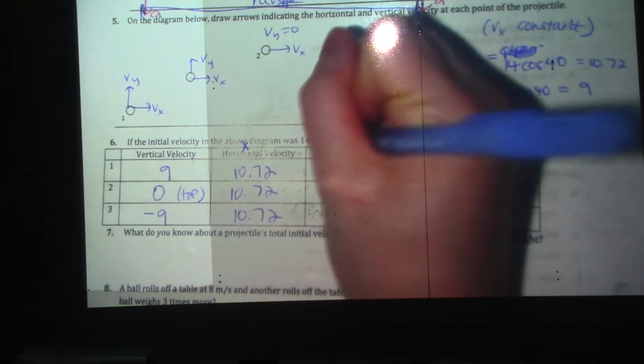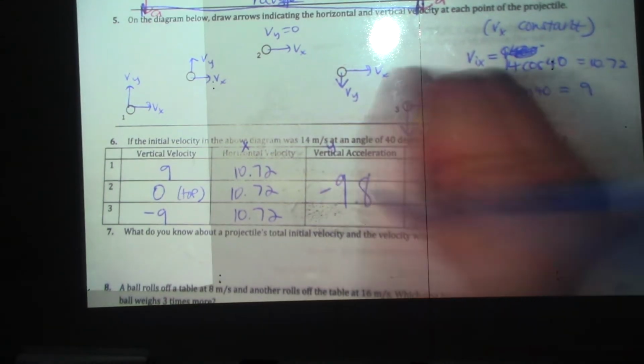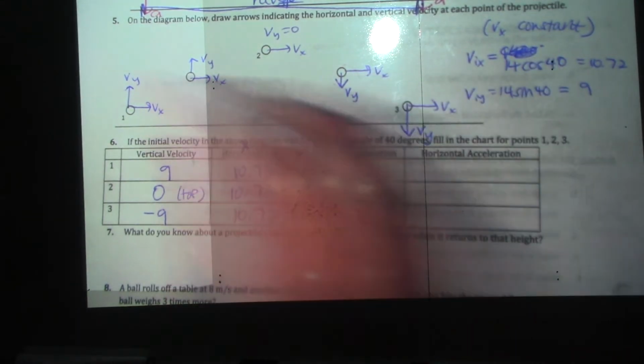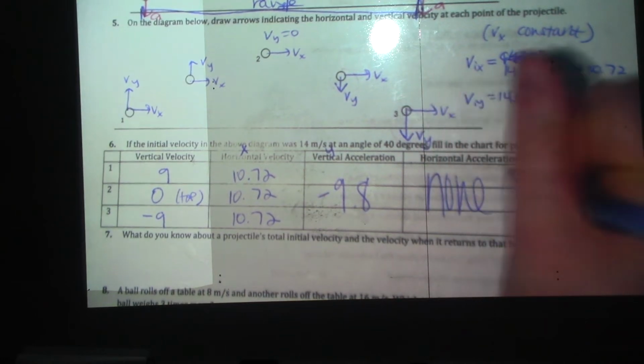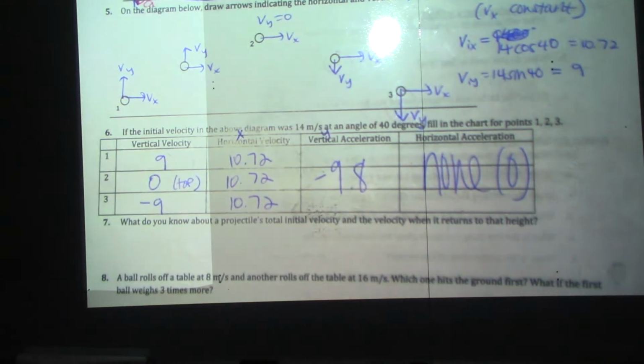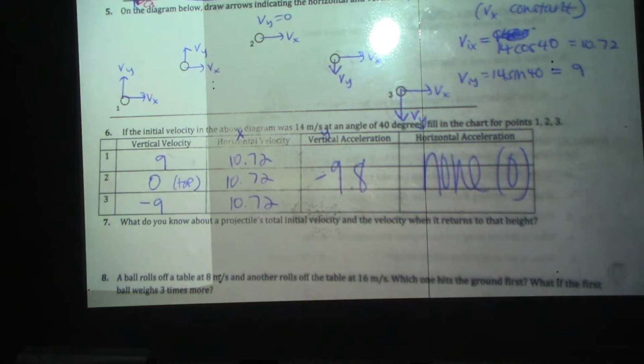My vertical, again, vertical is talking about y. My acceleration in the y direction is negative 9.8 for all points. Doesn't matter what's happening. My horizontal acceleration is none or 0 for all points, right? The only force acting on it is gravity, so my only acceleration is gravity. There's no sideways acceleration, which is why the sideways velocity, horizontal velocity, is constant.